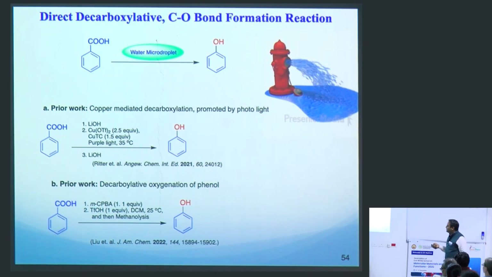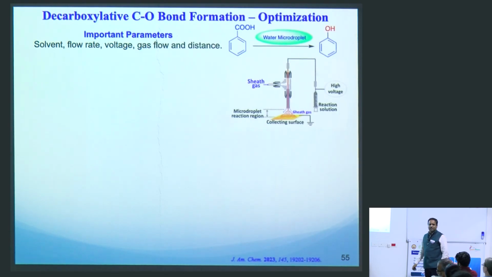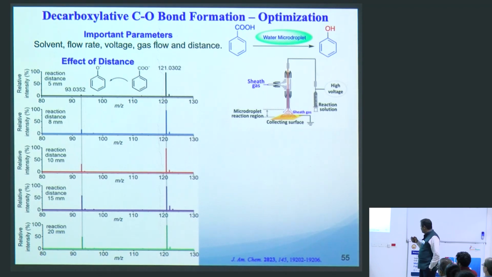But if you look, both methods require multiple steps or actual metal reagents. But what we have done, we have taken the benzoic acid in a syringe, mixed with water, no metal, no multiple steps, single step, we are able to obtain the phenol in larger quantity. For that we have screened various temperatures, flow rates, solvents, voltage, all the things. And one of the studies showed that by varying the collecting distance, by increasing the distance from sprayer to collecting chamber, we are able to convert more phenol.